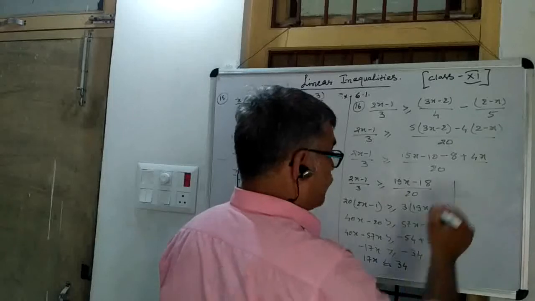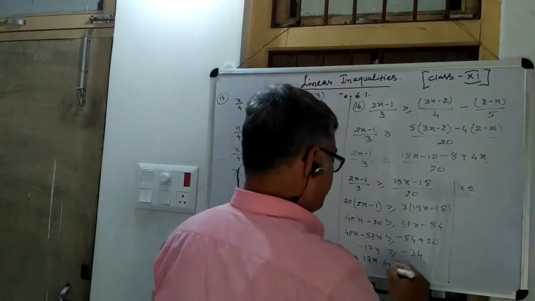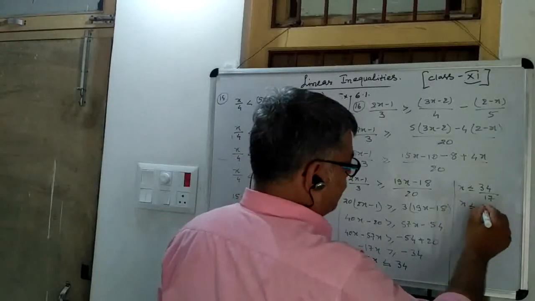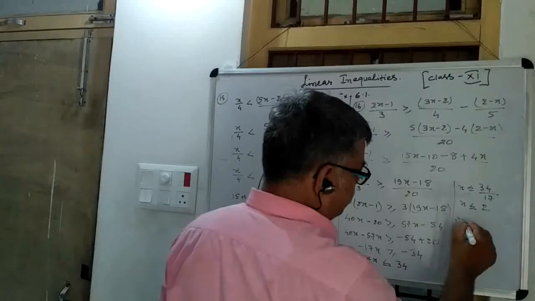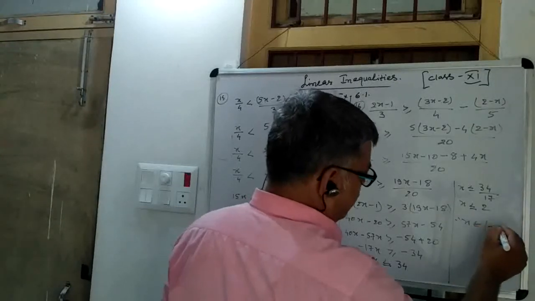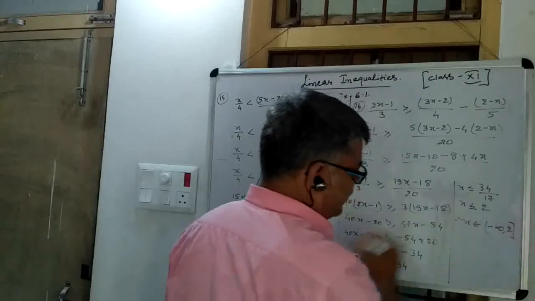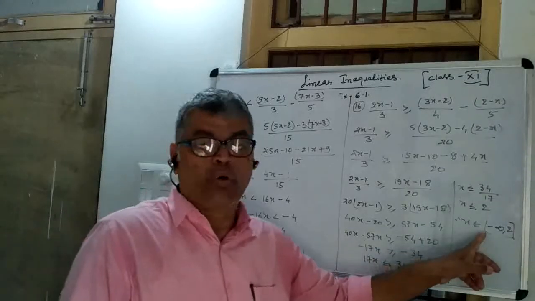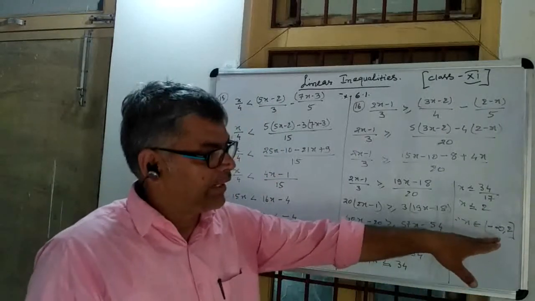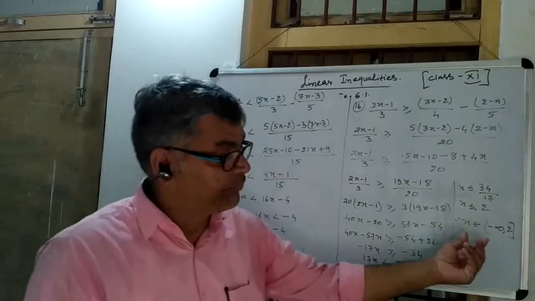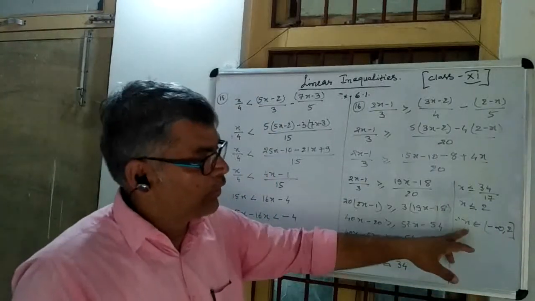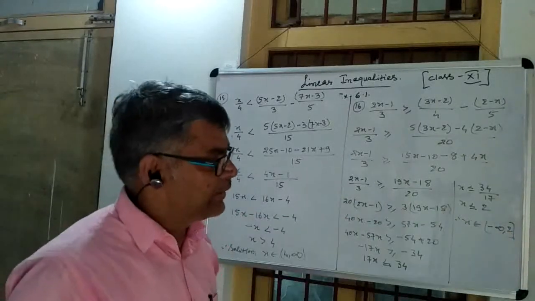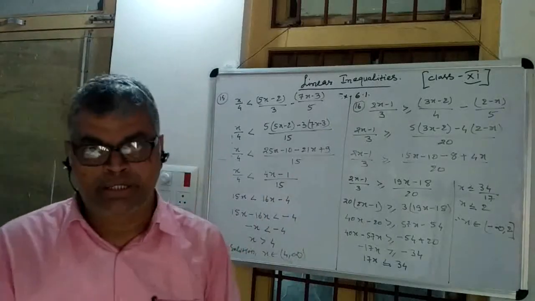Now see here, x is less than or equal to 34 by 17, so x is less than or equal to 2. It means its solution will become x belongs to (-∞, 2]. A square bracket represents a closed interval, a round bracket represents an open interval. Interval, as you know, is a set of real numbers, so the solution is x from minus infinity to 2. This is the solution of question number 16.